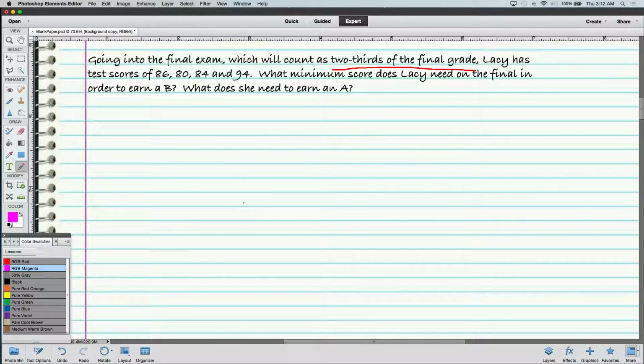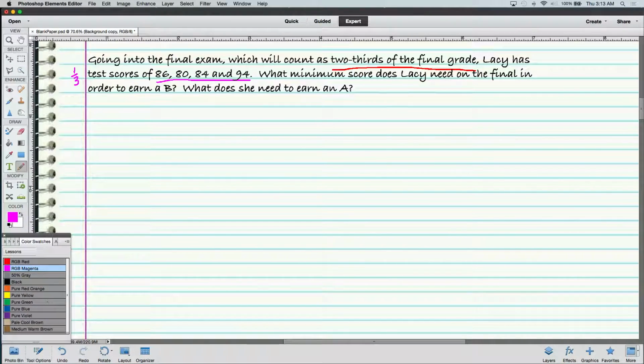Lacey has test scores of 86, 80, 84, and 94. It doesn't specifically say that the rest of the grade is 1/3, but since it only lists these other test scores as the only other input for your actual grades, you can assume that these test scores are going to count for the other part of the grade, which is 1/3. So 1/3 of the grade is going to be these 4 test scores, and 2/3 of the grade is going to be just the final exam.